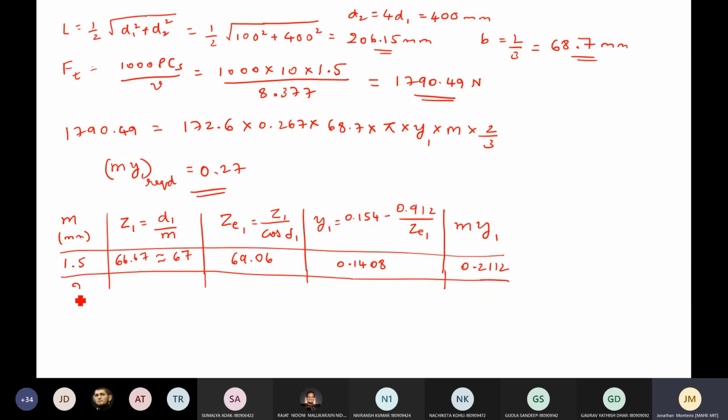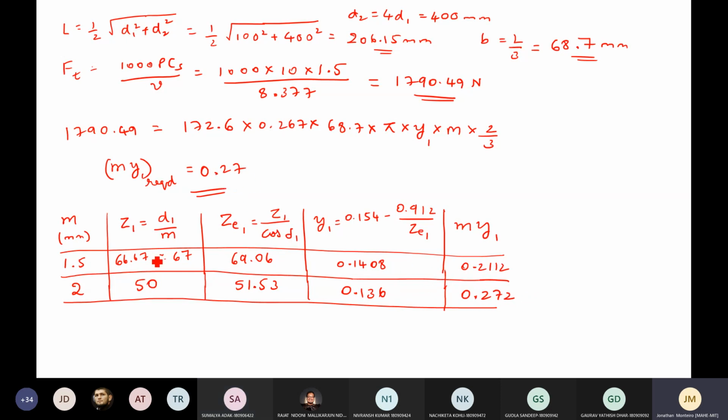Then you go for 2. You go for 2 being a whole number. This is 100 by 2, so you are getting the whole number 50. ZD1 is 51.53, and Y1 is 0.272. Correct, just what we require, 0.27.